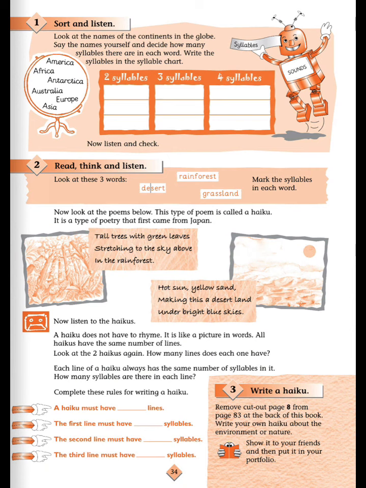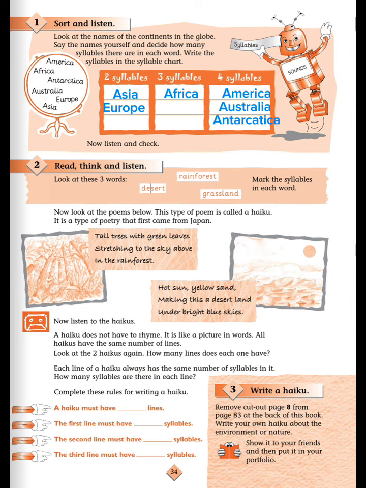Let's see the answers. 2 syllables: Asia, Europe. 3 syllables: Africa. 4 syllables: America, Australia, Antarctica. Exercise number 2. Read, think and listen. Look at these 3 words. Desert, rainforests, grassland. Mark the syllables in each word.